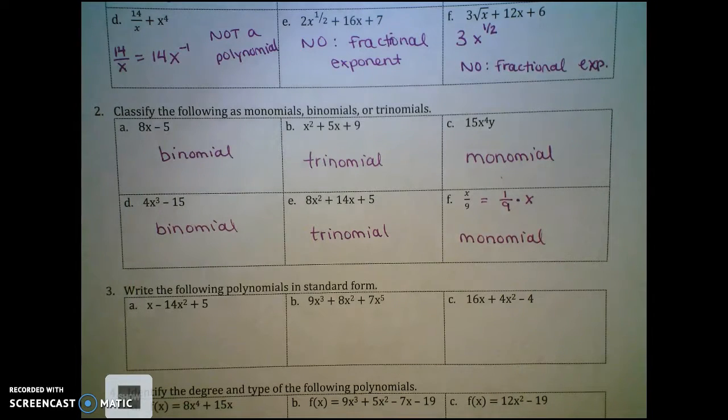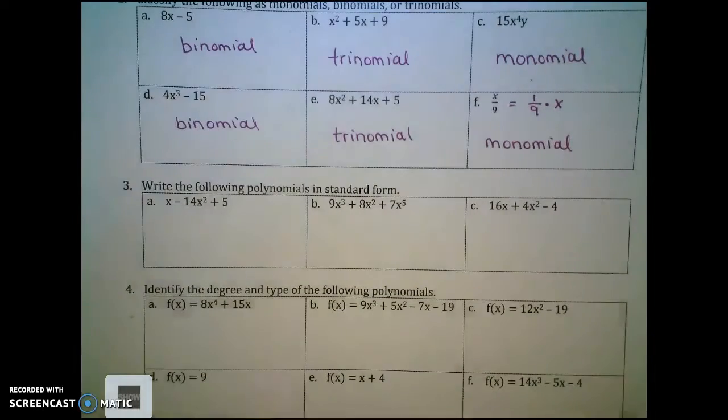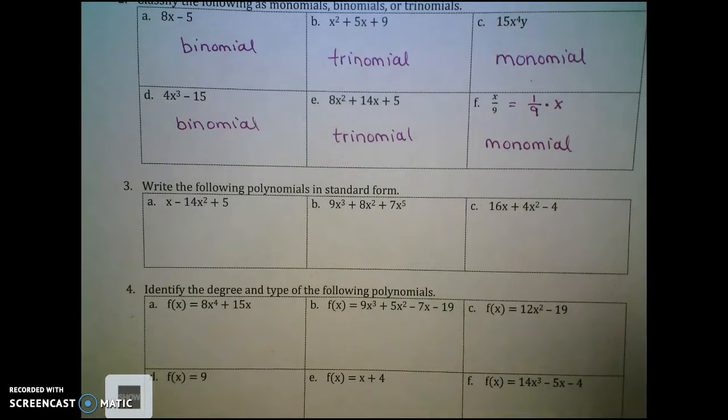Now we'll look at writing polynomials in standard form. Writing a polynomial in standard form simply means reordering the terms so that your biggest exponent is all the way to the left, and then your exponents go down to the right. It doesn't matter if you skip some exponents. What matters is the order that they're in.